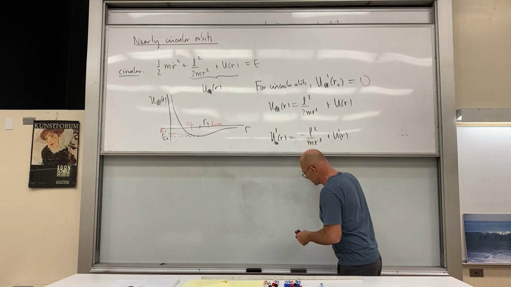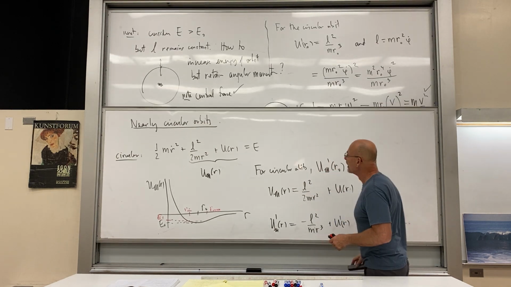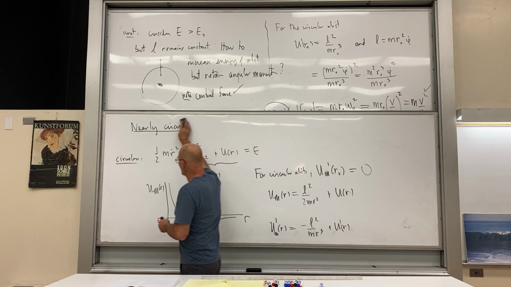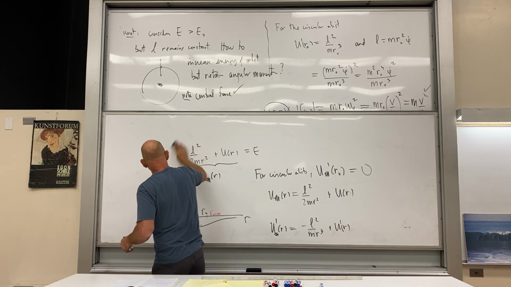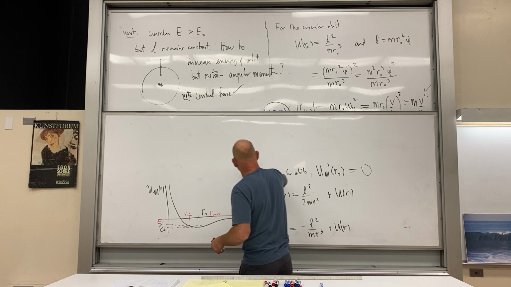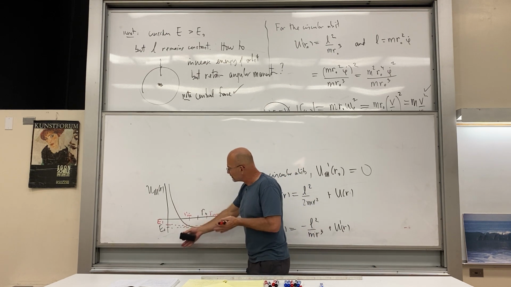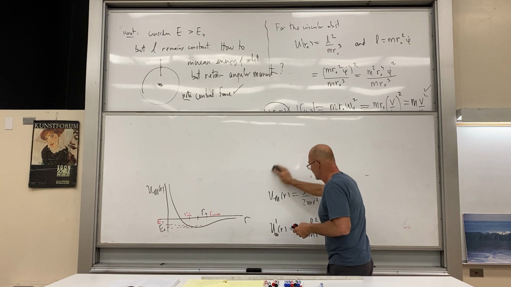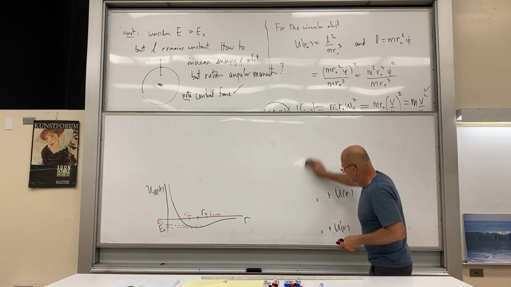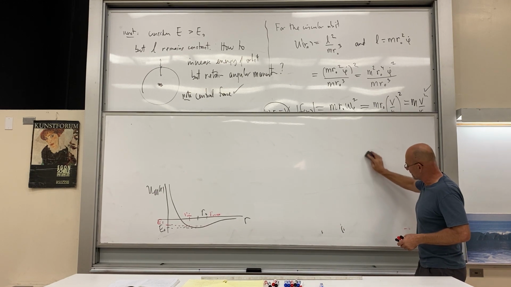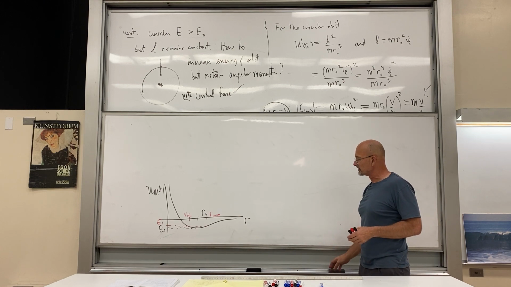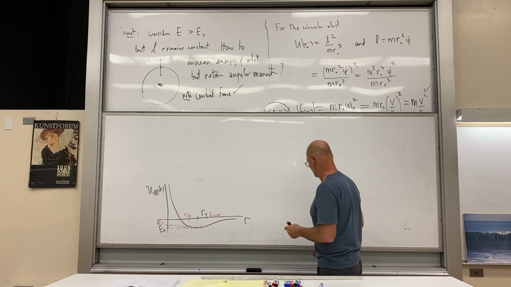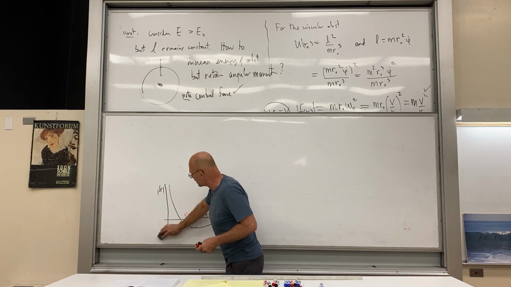I'll probably reproduce some of this board. So we're now at the stage where we started with a circular orbit, gave it a little extra energy, and now we have a nearly circular orbit, which for the Newton potential is just an ellipse. Otherwise, we're not quite sure what it's going to be. Okay, so let's continue on with this.